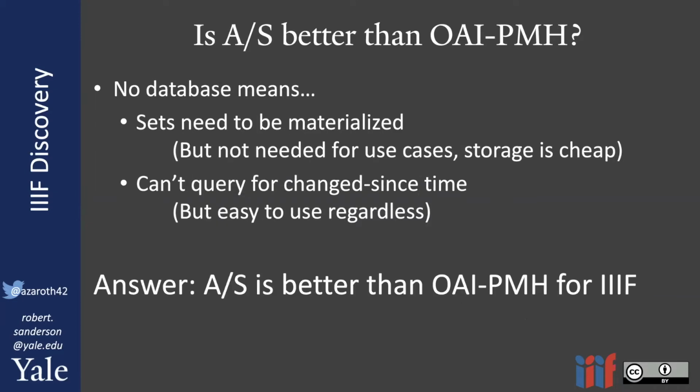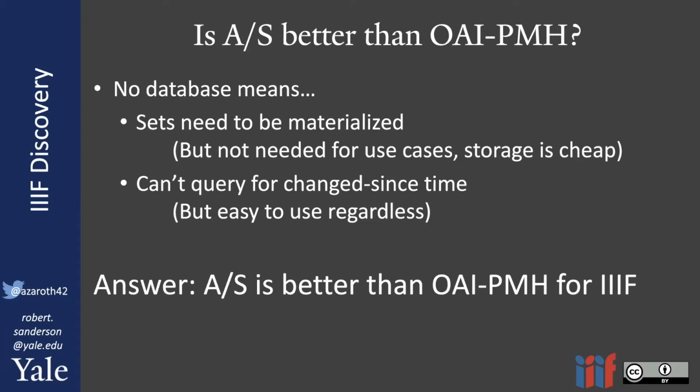But there are some downsides, of course. Not having a database means that sets, OAI sets, need to be materialized out as separate activity streams. So if you have a set of photographs and a set of books, you can't just have the database manage the records in a single stream and partition them up into those two sets. You would need to have two separate activity streams, one for books, one for photographs.